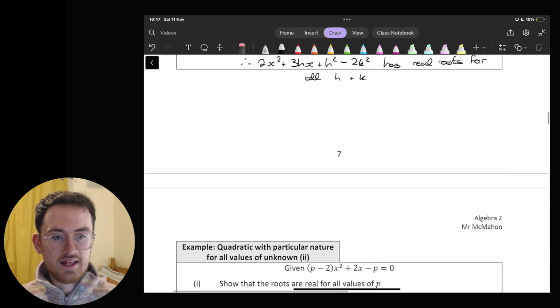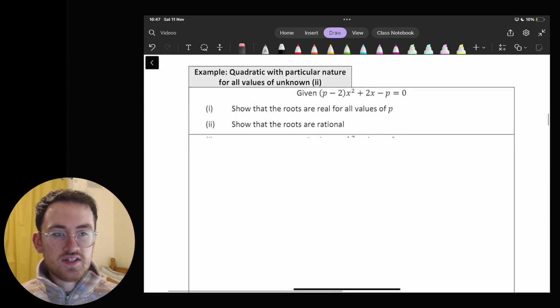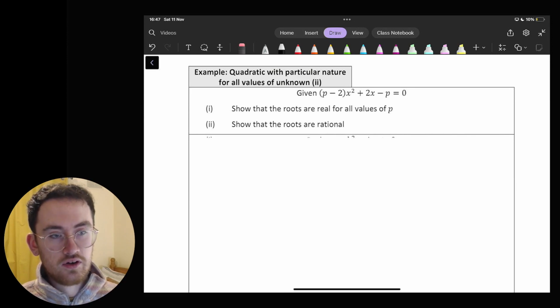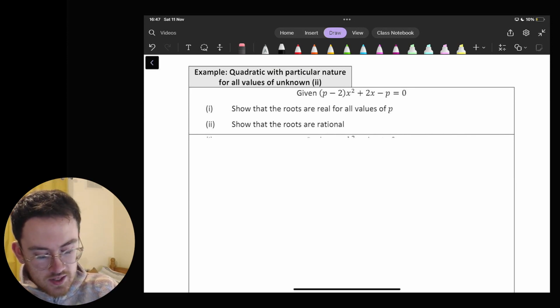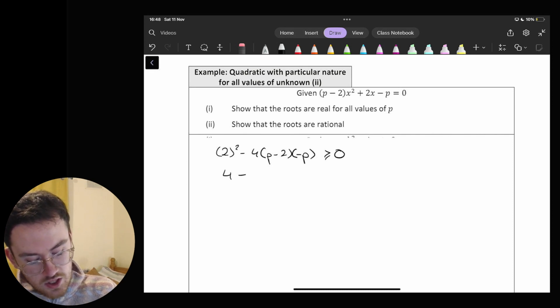Okay, so let's quickly run through some of these other points as well. So again, just the same thing again, show that the roots are real for all values of p. So again, we need to get b squared minus 4 times a times c. I want to show that this is always greater than or equal to 0. So 4 minus 4p plus 8, or sorry, skipping a part out here. So minus 4 times minus p squared plus 2p.